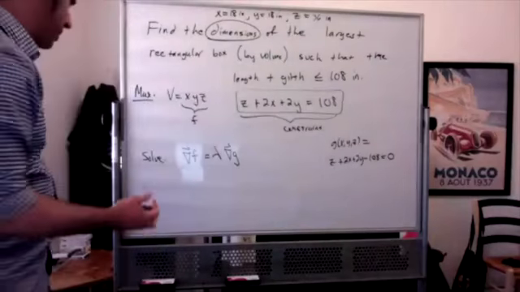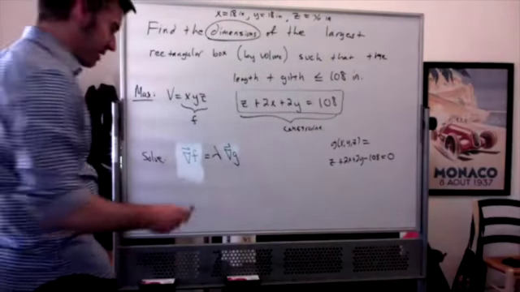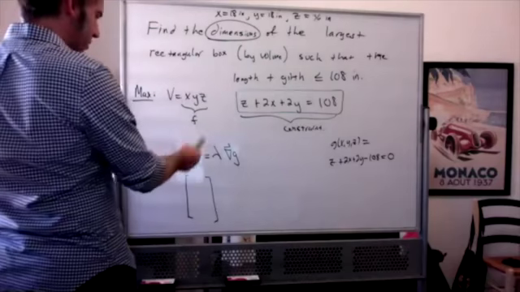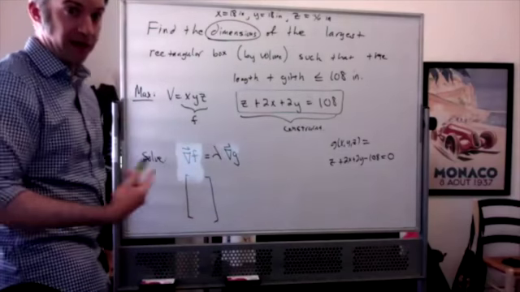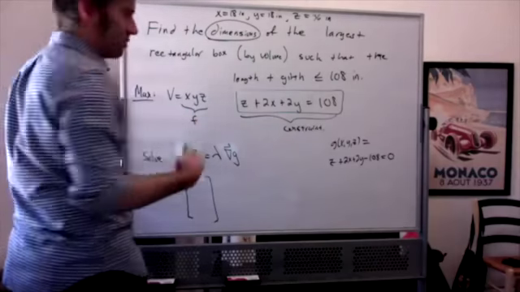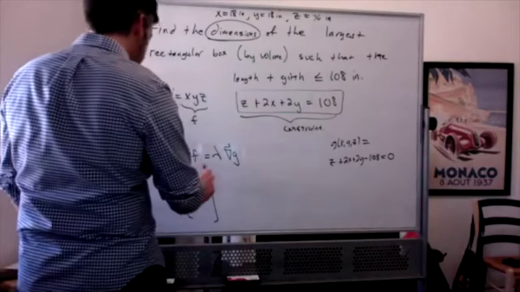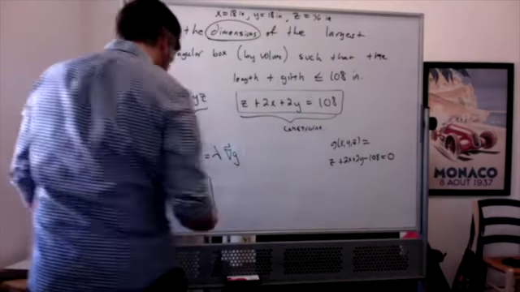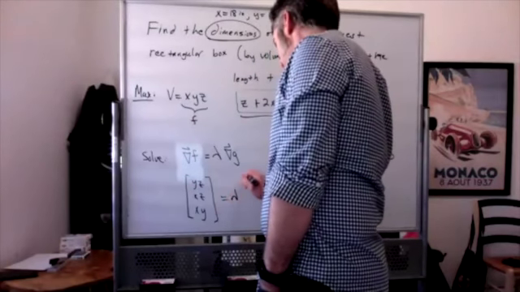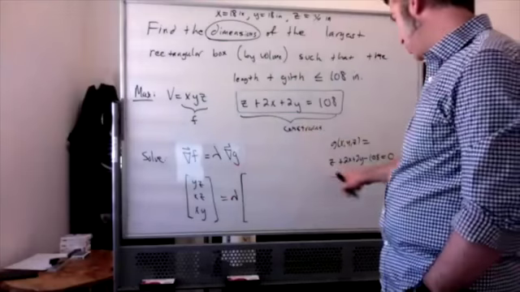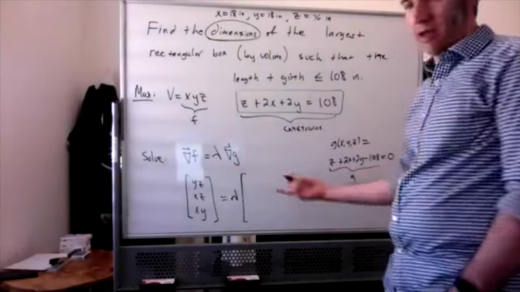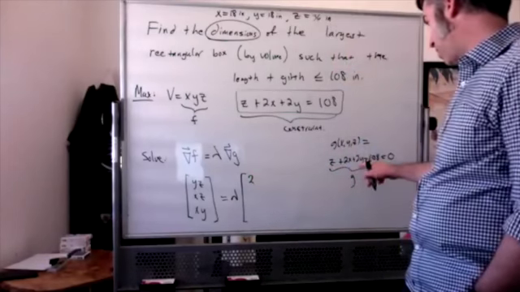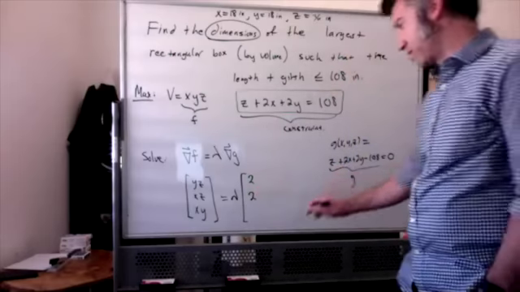So here's what we're going to write down. The gradient of f, I'm going to use column vectors because I find it easiest. So here's my gradient of f. Do I have enough room? Yeah, that's fine. So it's going to be the partial of x, the partial of y, the partial of z. So the partial with respect to x is yz. Partial with respect to y is xz. Partial with respect to z is xy. And it's going to equal lambda times the gradient of g, which is the partial of g with respect to x, y, and z. So partial with respect to x is going to be 2. Partial with respect to y is going to be 2. Partial with respect to z is going to be 1.